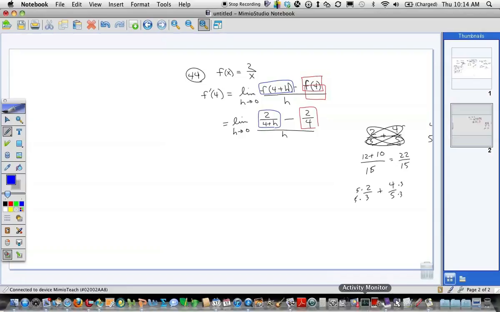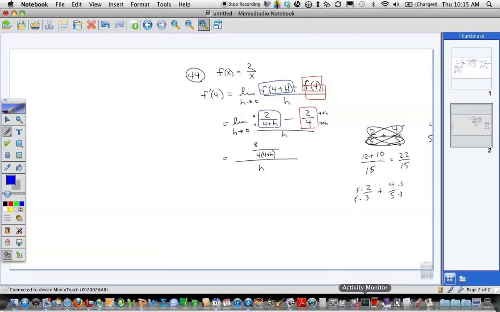Same thing. So this one needs a 4, top and bottom. This one needs a 4 plus h, top and bottom. My common denominator will be 4 times 4 plus h. Now a little hint here on these problems with a common denominator: don't distribute through the denominator. Leave the 4 and the 4 plus h alone, that's usually a good idea. Leave it in its factored form. On top, though, you do want to distribute because you're going to be subtracting and simplifying.